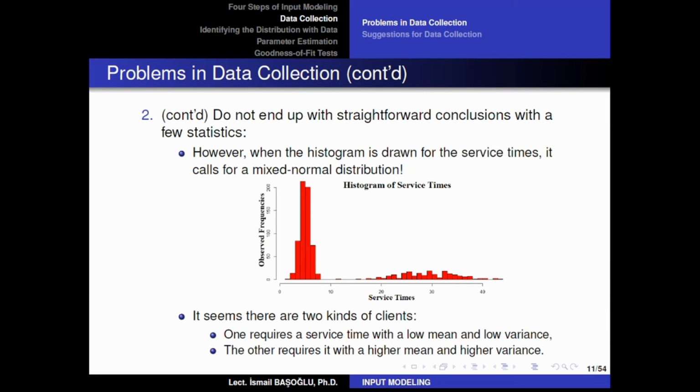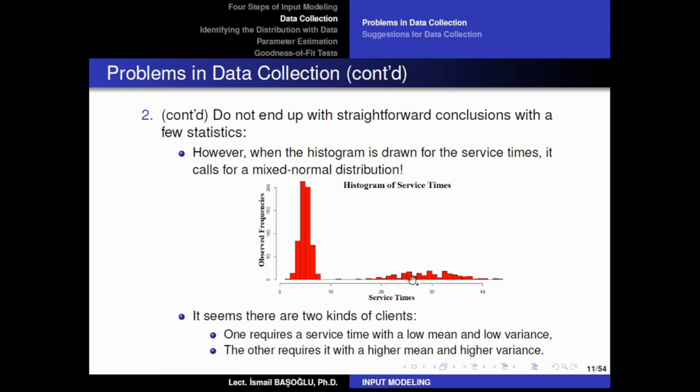So imagine a bank system. The bank is serving two types of clients. One type of client is just withdrawing money. However, the other type of clients are trying to open a savings account.